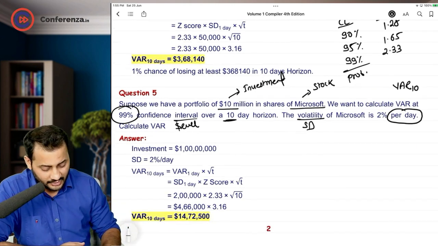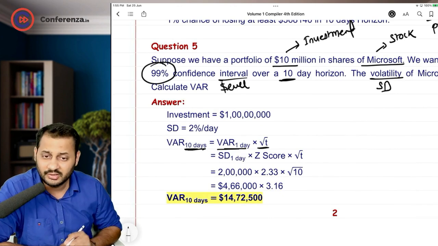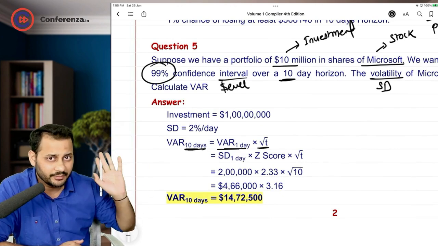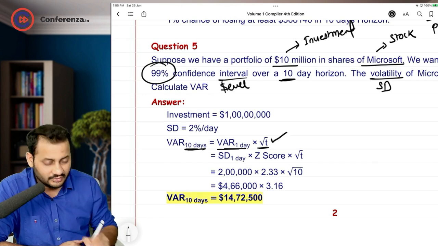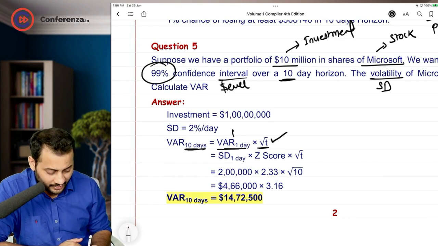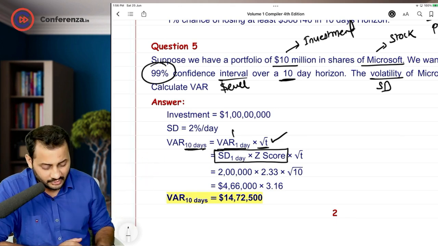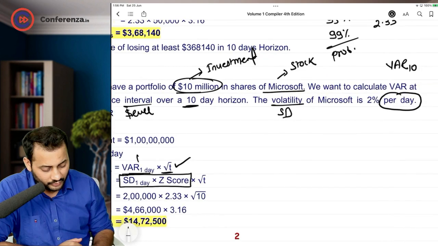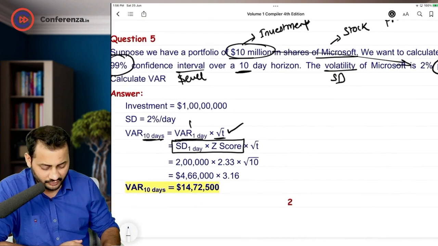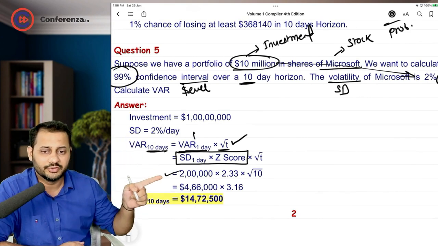Please understand. Calculate the VAR. Now, VAR for 10 days will be calculated using the same formula, that is VAR for 1 day into under root T. This is the same formula that we used in question number 3. Right? We have this figure under root 10, but we do not have VAR for 1 day. Now, VAR for 1 day, the formula of VAR for 1 day is this: standard deviation for 1 day into Z score. Now, 10 million into 2% will give you standard deviation for 1 day, which is $2 lakh. 10 million into 2%, which gives you $2 lakh.